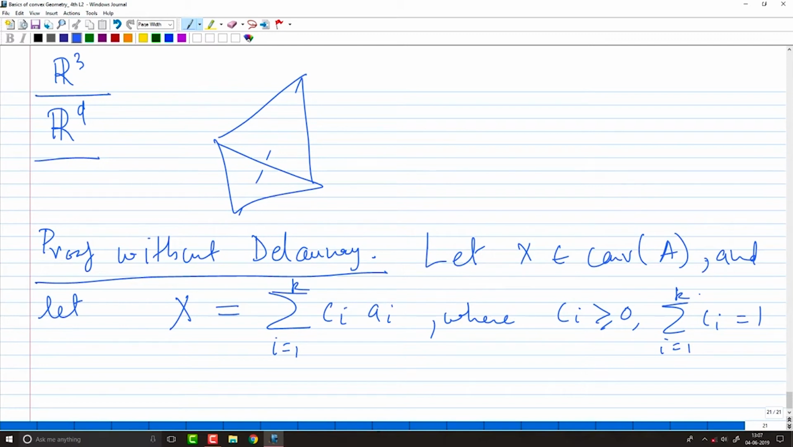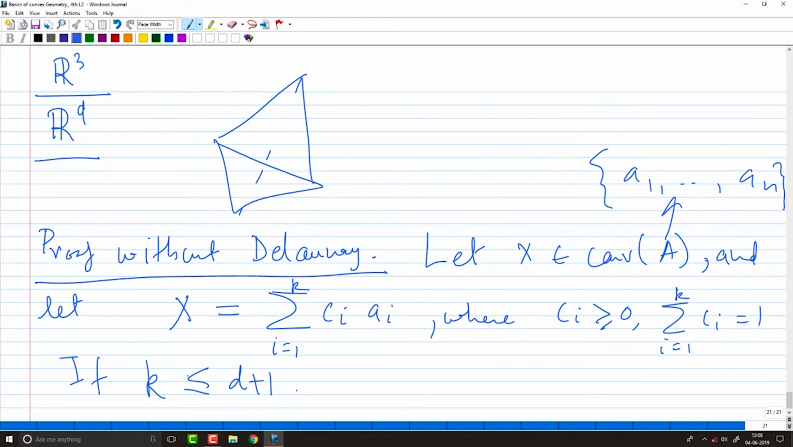Okay. Remember your set A is A1 to An. If k is less than or equal to d plus 1, do I have to prove anything? Nothing to prove. So, the only interesting case is when k is greater than or equal to d plus 1.